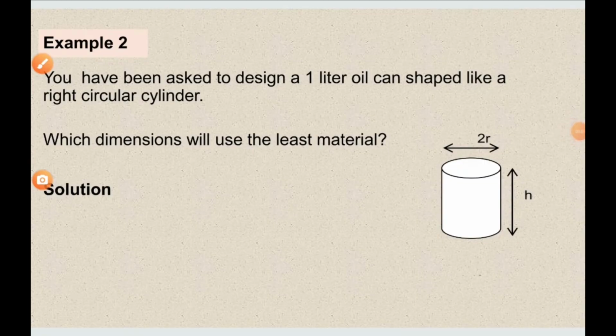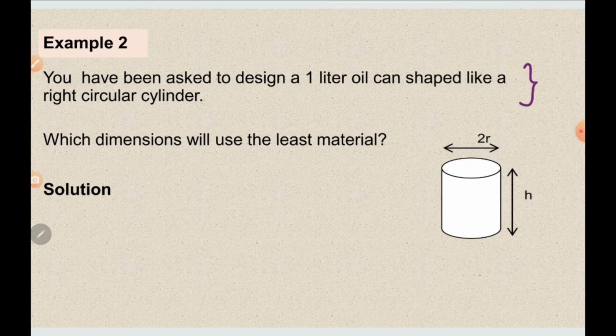Example 2. You have been asked to design a 1-liter oil can shaped like a right circular cylinder. The question: which dimension will use the least material? Okay, so this is an application of the second derivative test. You need to understand what information is given. You need to imagine, you have to draw.